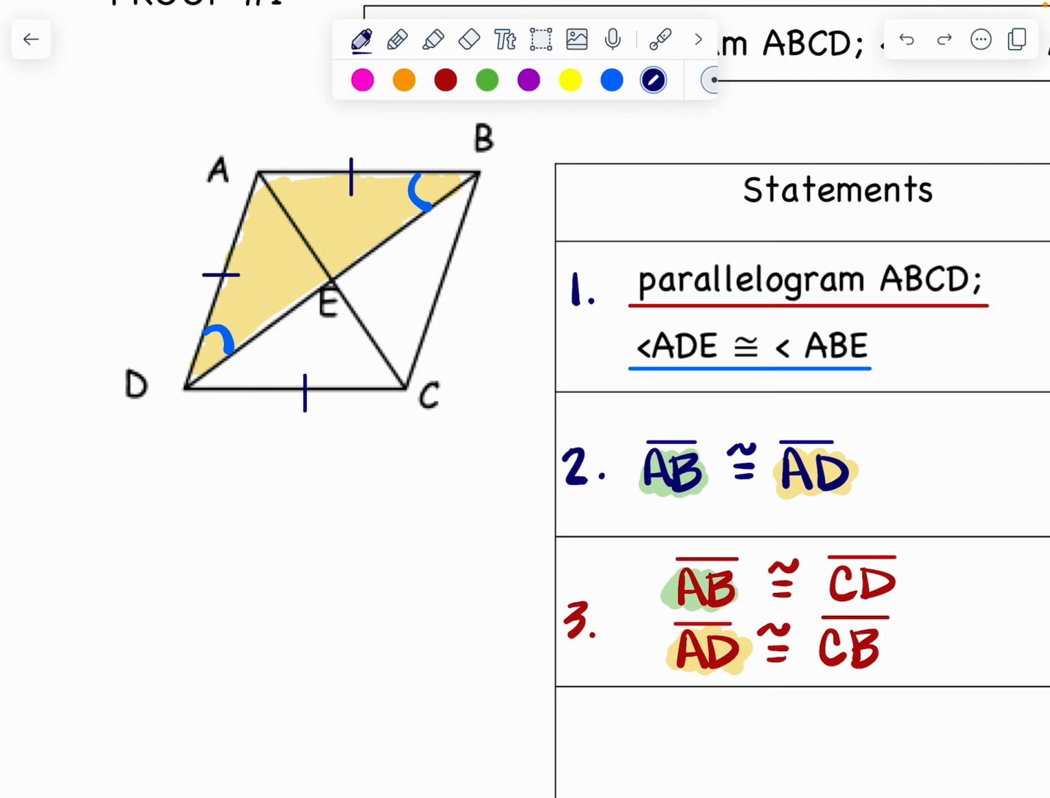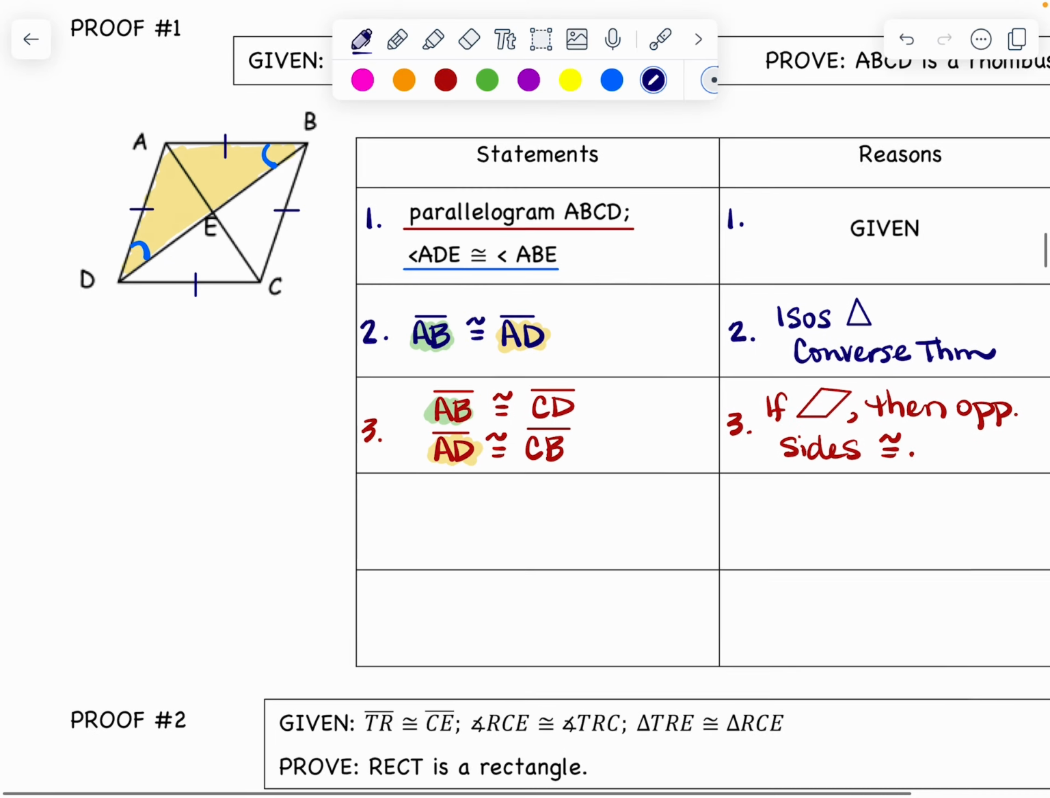And hopefully that makes perfect sense, especially when you're labeling it, right? Because if I know AB and CD are congruent, then of course I'm just going to put one hash mark. And if AD is congruent to BC, then I'm going to use one hash mark. So everybody has one hash mark. So all four sides are congruent, and that is the defining definition of a rhombus.